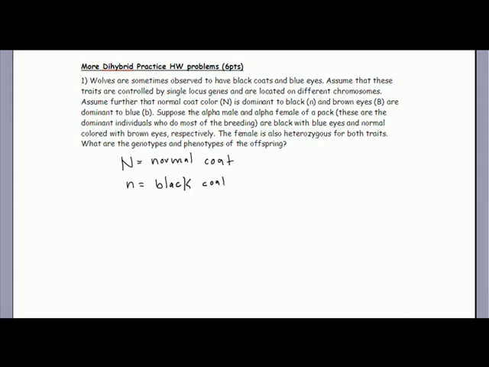In every dihybrid cross, you're going to have two sets of traits. Brown eyes, B, are dominant to blue eyes. So here's brown, dominant to blue. In case you were confused about where I found that, normal coat color is dominant to black, and then brown eyes are dominant to blue.